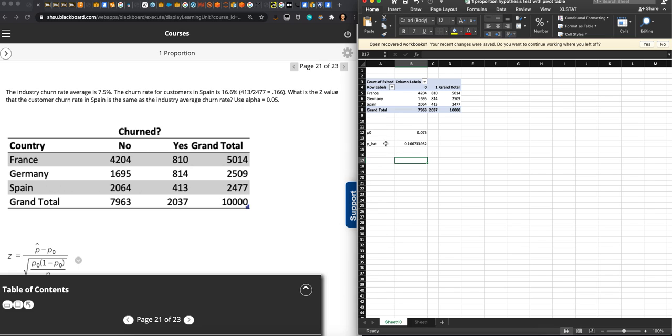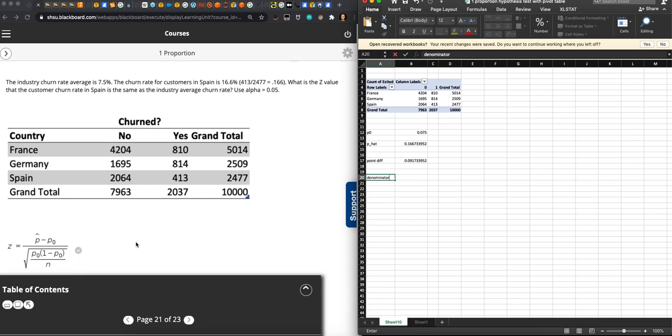All right, so now the question is, is this the same as this? The first thing we'll do is the point difference, p hat minus p0. That's the point difference. Now we need to do the denominator.